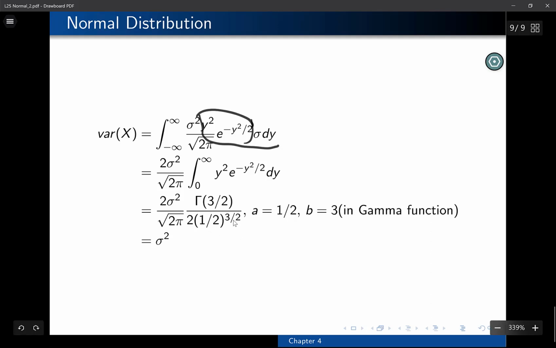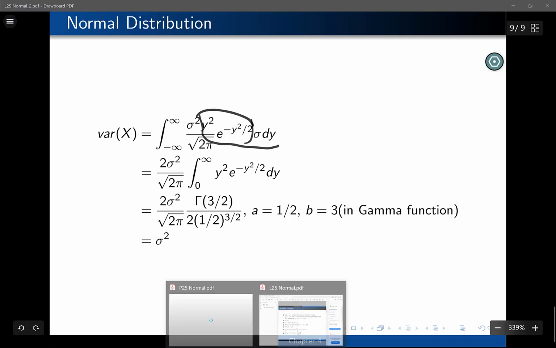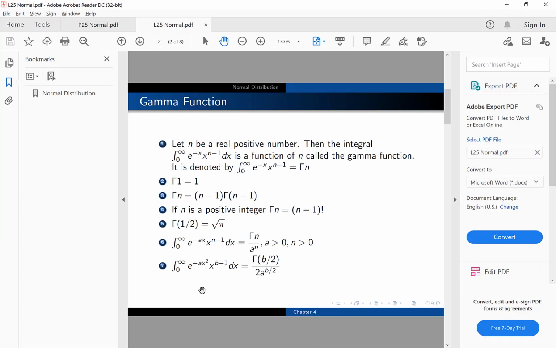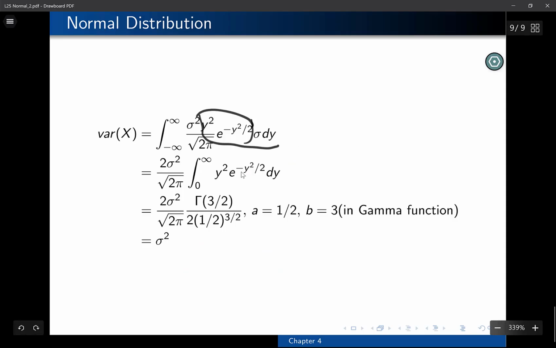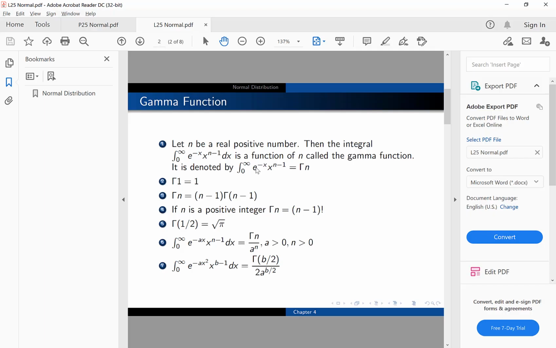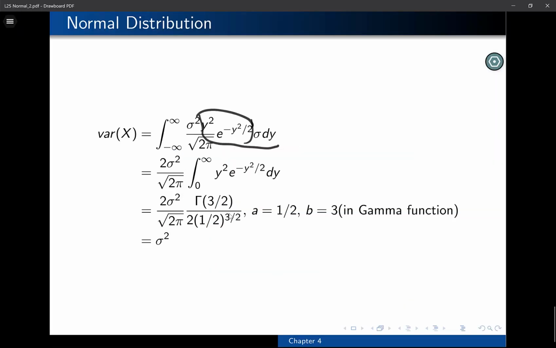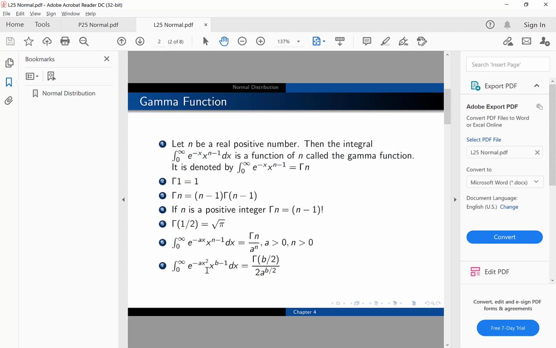So just to make better sense of this, let's look at the gamma function quickly. So this is the result we'll be using, right? What we have here is y square e to the power minus y square by 2. So we have two results, and here it's e to the power minus ax, and here we have e to the power minus ax squared. So we have the square term here, right? And we have this y square here. So we'll be using the second result, right?